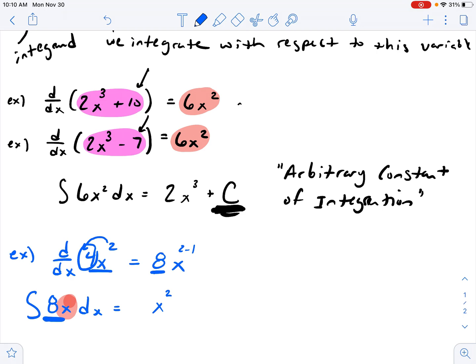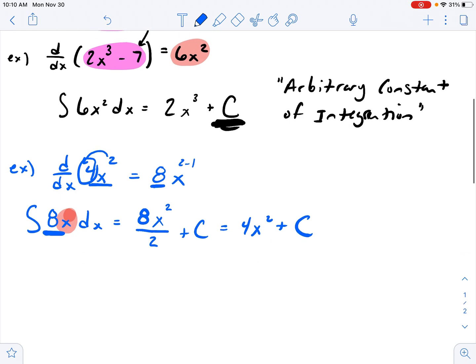Think about it like this, though. Here's the original coefficient that was there. I'm going to keep that. What would I now need to divide this by to get back to 4x squared? I'd need to divide by 2. Okay? And here we get 4x squared plus c. We don't want to forget that plus c.